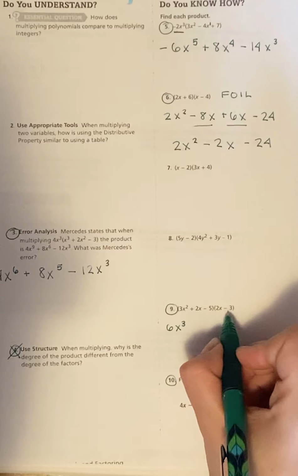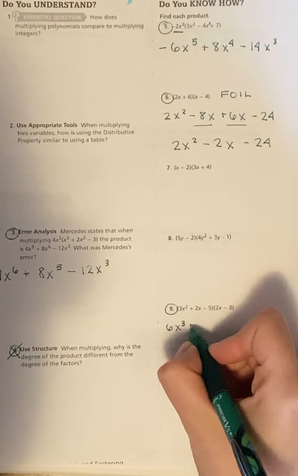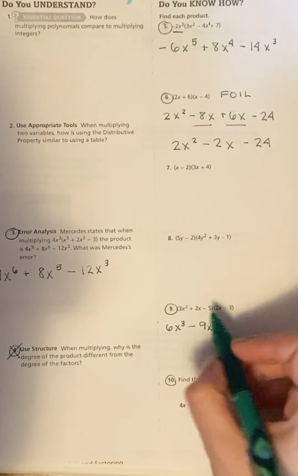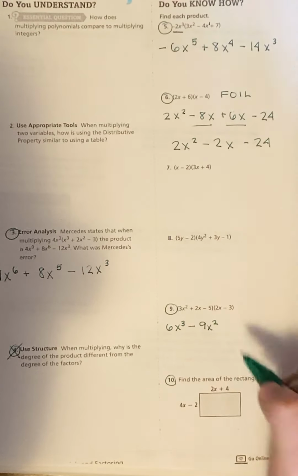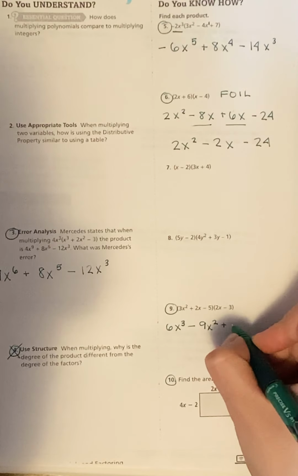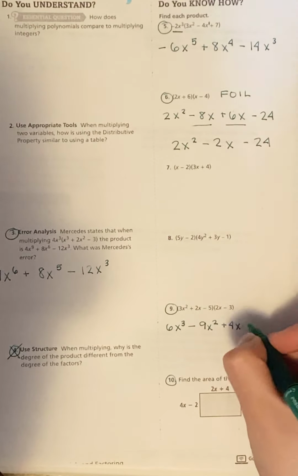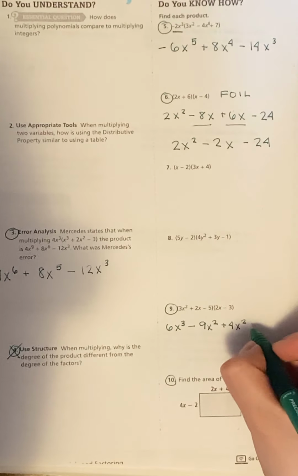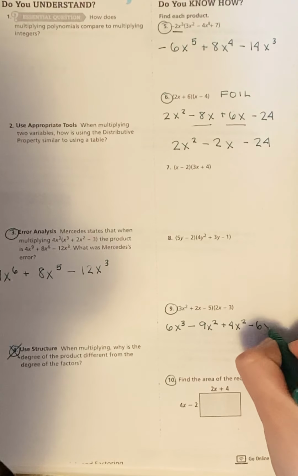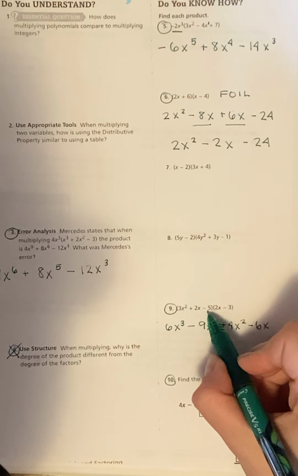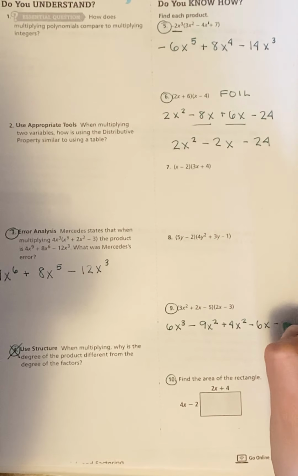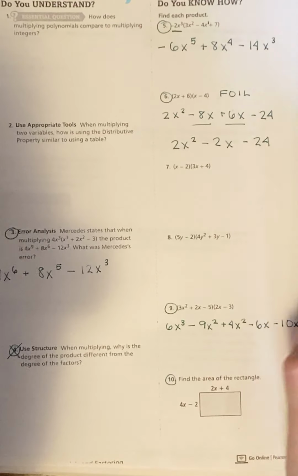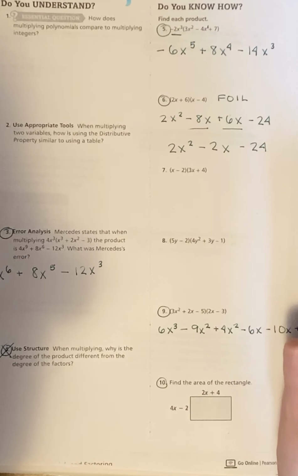So 3x squared times negative 3 is negative 9x squared. Then the next term, 2x times 2x, so that would be plus 4x squared. 2 times negative 3 would be negative 6x. And then negative 5 times 2, that's negative 10x. And then negative 5 times negative 3 is a positive 15.